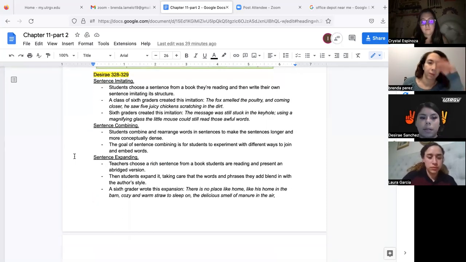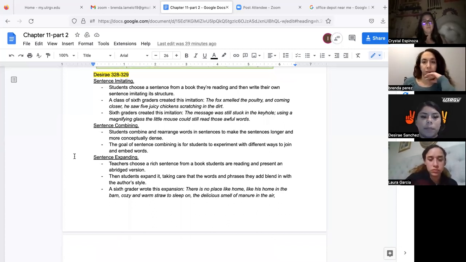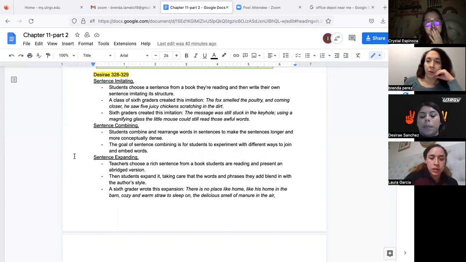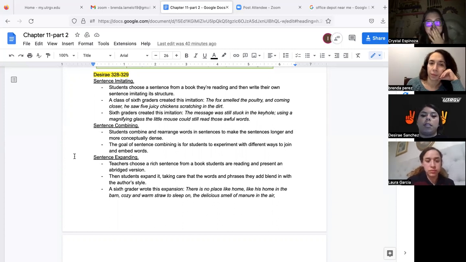Hi everyone, I'm Desiree. I did pages 328 and 329. So, sentence imitating. Students choose a sentence from a book they're reading and then write their own sentence imitating its structure. A class of 6th graders created this imitation. The fox smelled the poultry, and coming closer, he saw 5 juicy chickens scratching in the dirt.